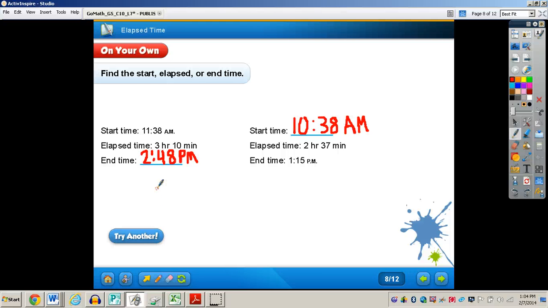Here are the answers to your final 2 problems, and this is how you find elapsed time. If you have any questions about this concept, please come and see me.